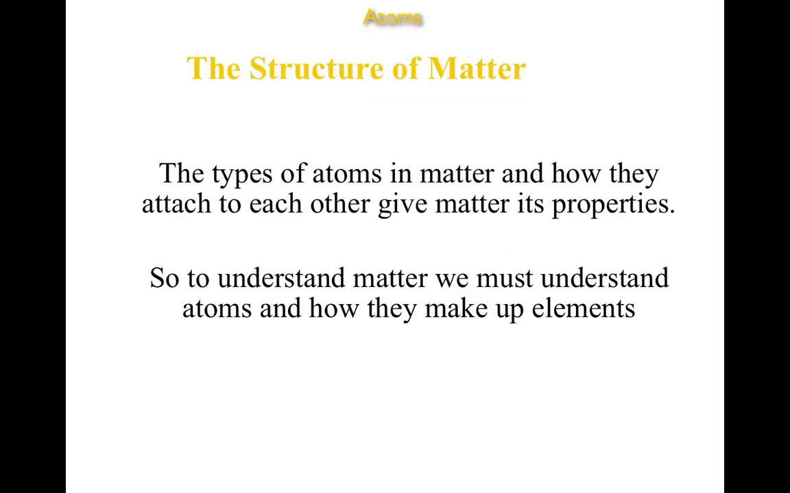So the structure of matter: there are types of atoms in matter, and how they attach to each other, or their arrangement, is what gives it its properties. There can be two different types of properties to matter. Number one, it could be a physical property such as density, or it could be a chemical property such as its boiling point, that type of thing. So to understand matter, we must understand atoms and how they make up elements.